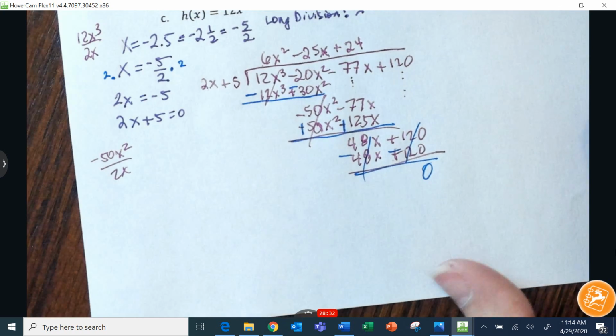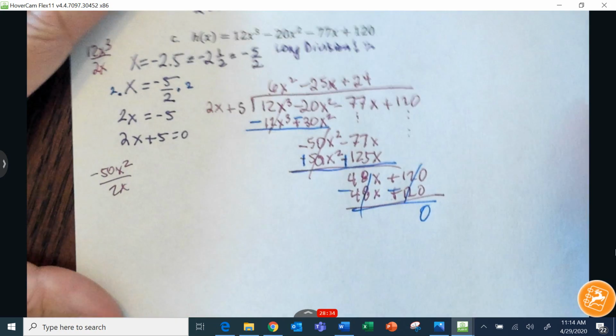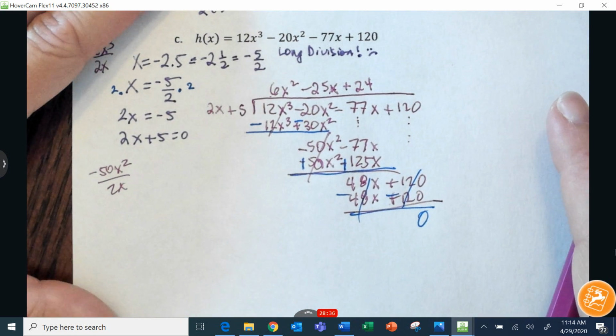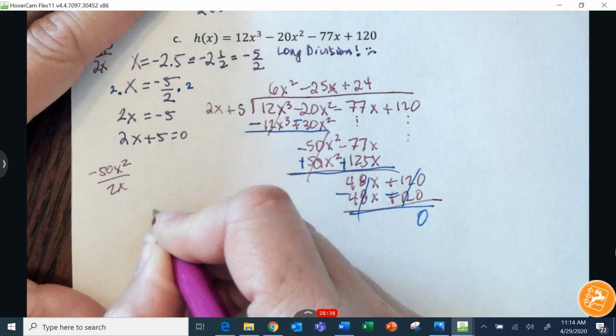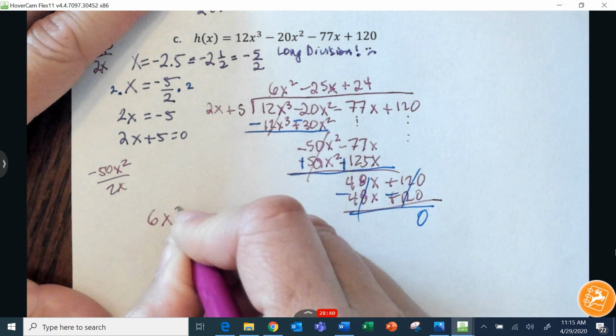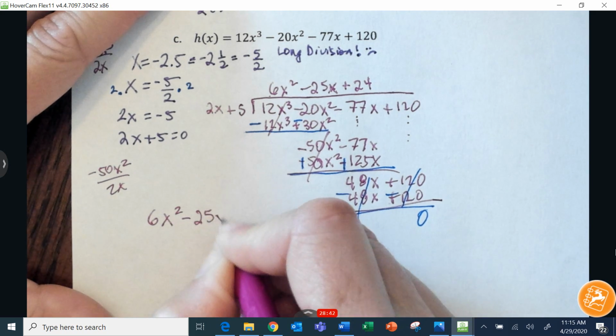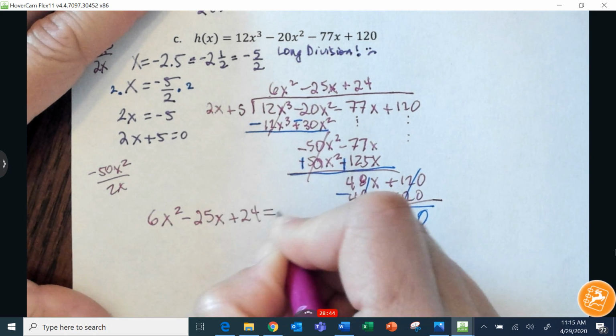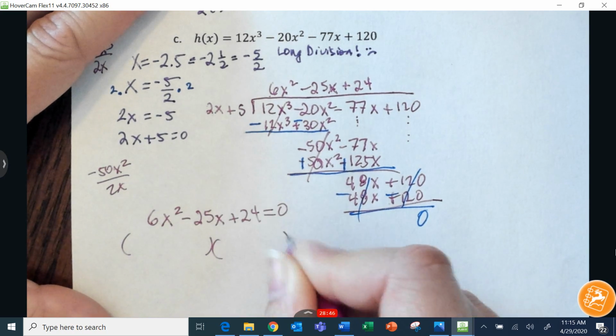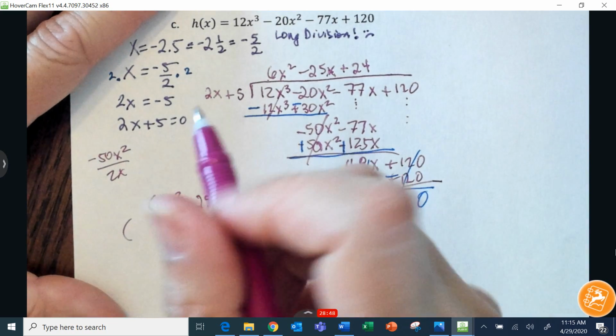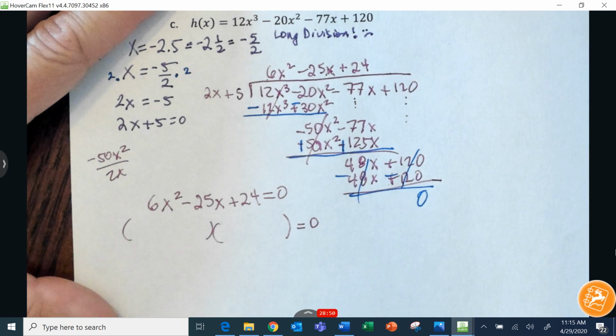I think it does factor. So I'm going to try to factor it. I'm pretty sure it factors. I was just playing around with some numbers on my calculator. And if I'm wrong, well, then I'll just go back and I'll use quadratic formula. Let's see.